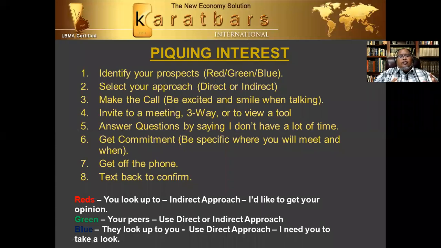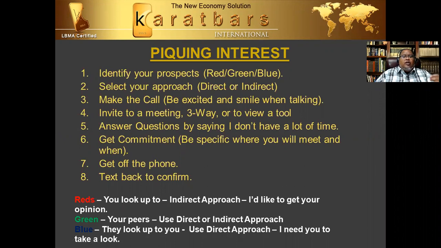Okay, this segment is about piquing interest, contacting and inviting, and the pass, the three-way phone call. Now that you've got that list done, let's talk about how to categorize your list, or rate your list, if you will.